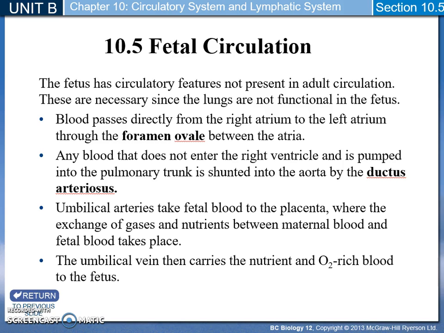So that brings us to the placenta, and the circulation of the fetus has to go to the placenta, where the exchange of gases and nutrients between the mother's maternal blood and the fetus's fetal blood takes place. So the umbilical vein carries the nutrient and oxygen-rich blood to the fetus, and at the placenta, the umbilical arteries take blood to the placenta, where the mother's circulatory system will take up the waste products, as in urea and CO2, to eliminate those waste products. So the placenta fulfills a vital role. It allows nutrients and oxygen to be delivered to the fetus, as well as getting rid of waste products.